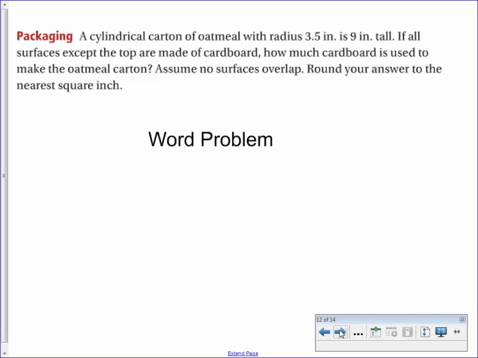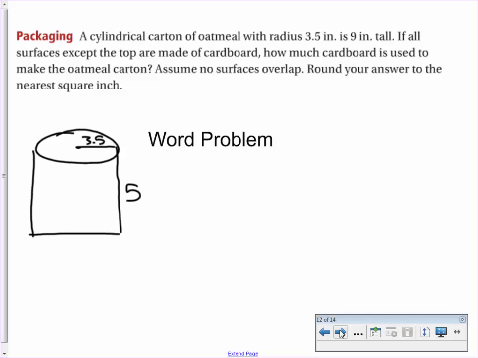Let's try a word problem. Now this is really testing if you know your formula. It says you're having a carton of oatmeal, and I'll just sketch this out with a radius of 3.5 and a height of 5. Okay, so there's our little carton of oatmeal. And you're asked to cover all the surfaces except the top, because everything but the top is made of cardboard. And you're also asked to round your answer to the nearest square inch.